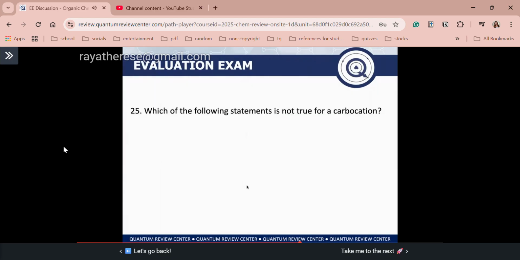Last item under our organic reactions. Which of the following statements is not true for a carbocation? Concept based, so class ha. Letter A, a carbocation may combine with a negative ion. So that's your carbanion. Okay, so this is true.